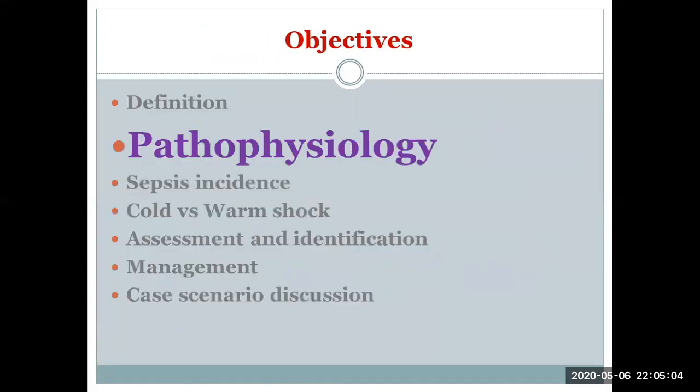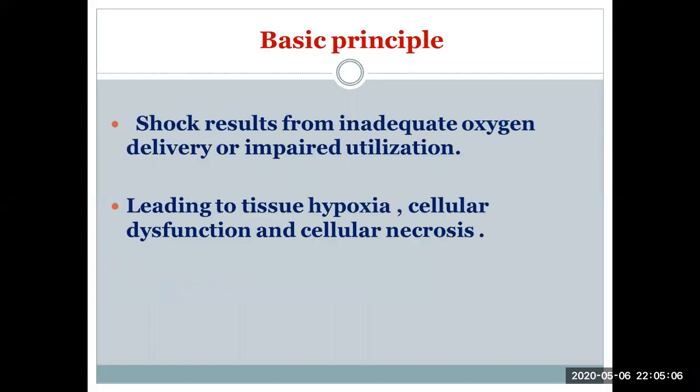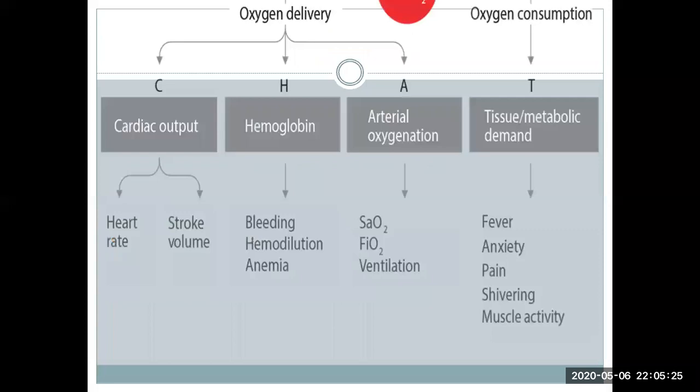Okay, moving to the pathophysiology. We'll talk about basic principles, mainly at the cellular level. Shock results from inadequate oxygen delivery or impaired utilization, leading to tissue hypoxia, cellular dysfunction, and cellular necrosis. Just the basic principle of the pathophysiology. Looking at this diagram, I hope it's clear.